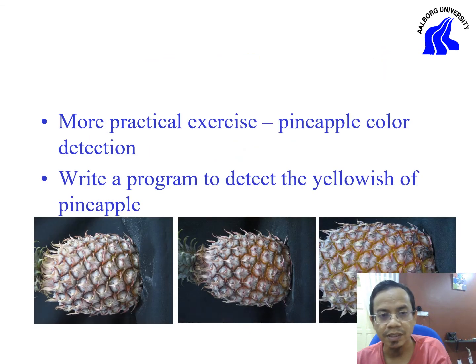All right. This is a more practical exercise, pineapple color detection. We want to detect the maturity of pineapple. So based on these three images, we can know the yellowishness of the pineapple. You see this pineapple image 3 here is more yellow compared to the other two. So we can use color processing to detect the maturity of pineapple, right?